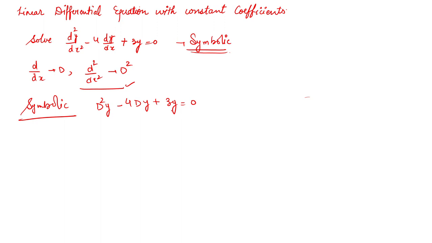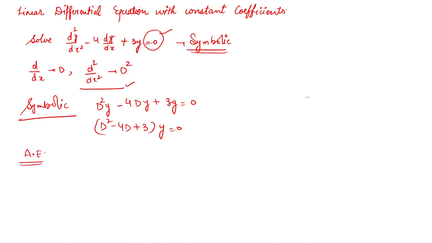First of all, let's see what this is. This is a homogeneous equation. Why is this a homogeneous equation? Because this is equal to 0. So here we write D square minus 4D plus 3, y is equal to 0. Further, we will write its auxiliary equation.